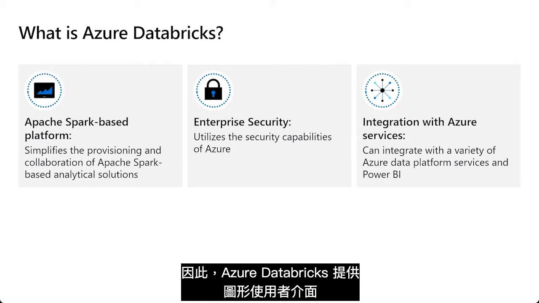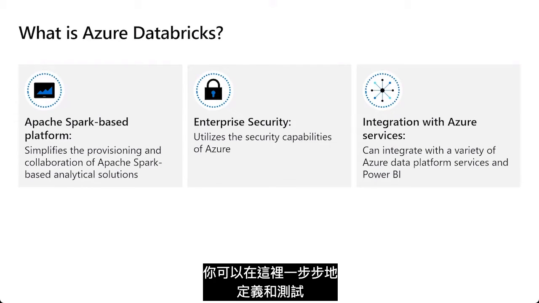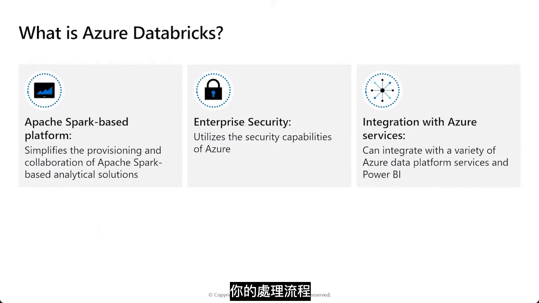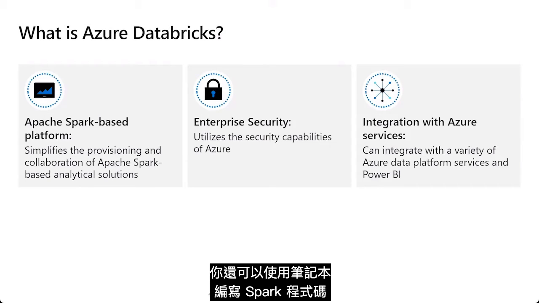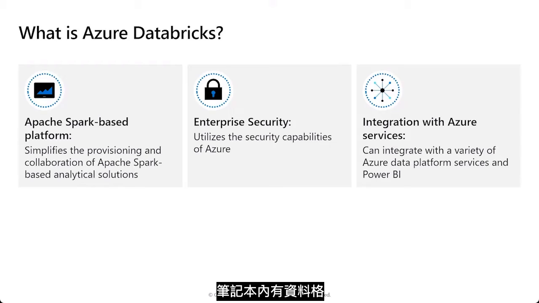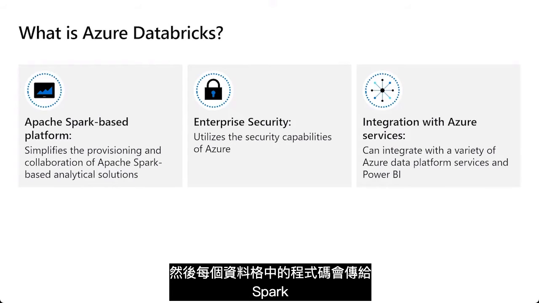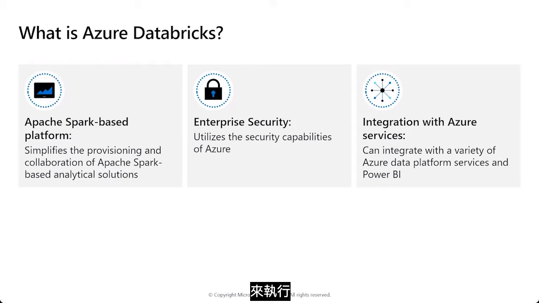Azure Databricks provides a graphical user interface where you can define and test your processing step by step before submitting it as a set of batch tasks. You can create Databricks scripts and query data using languages like R, Python, and Scala. You can also write your Spark code using notebooks. A notebook contains cells, and each of these cells contains a separate block of code. When you run a notebook, the code in each cell is then passed to Spark for execution, cell by cell.